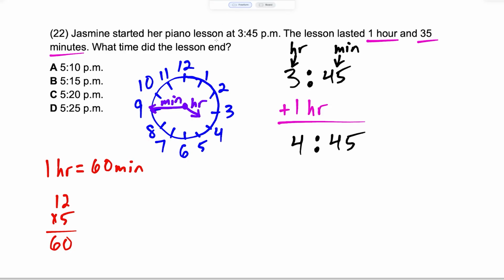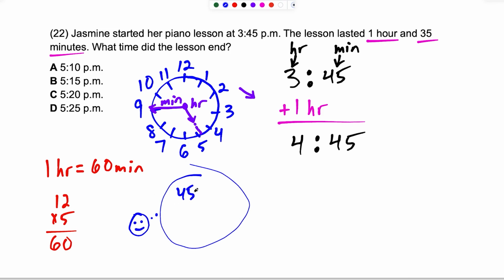And all that would do here is bring us to the hour hand facing between 4 and 5. Okay, so it's just aiming at this spot over here. So next, we added the 1 hour, we have to add 35 minutes. But the problem is, when we do 45 plus 35, the thought process for this question is that it is going to be greater than 60. Okay, 5 plus 5 is 10, we carry the 1, and that would give us 80 minutes.